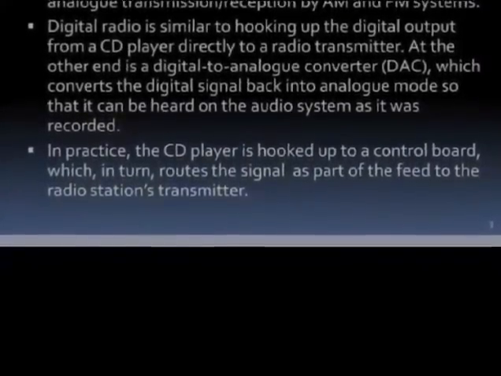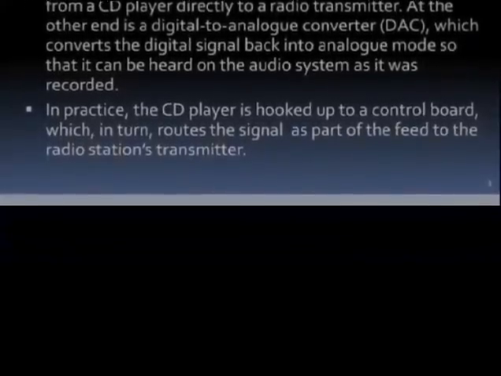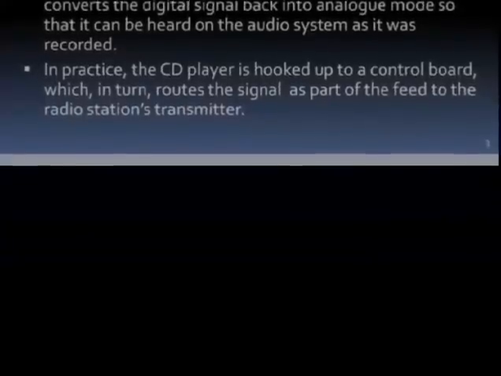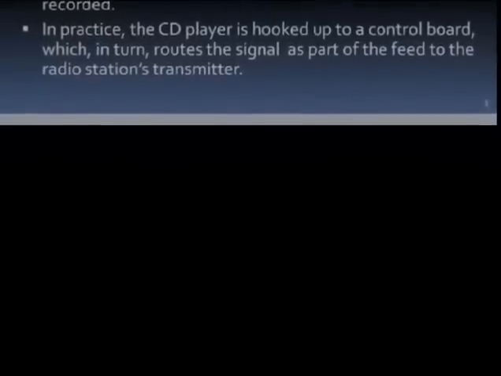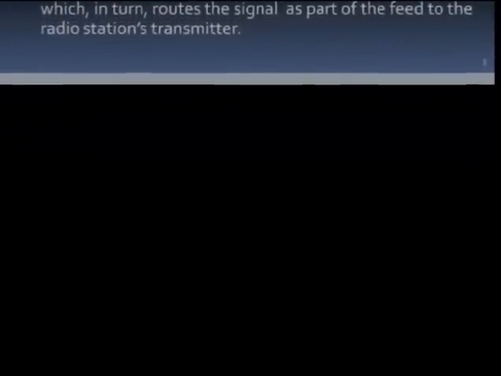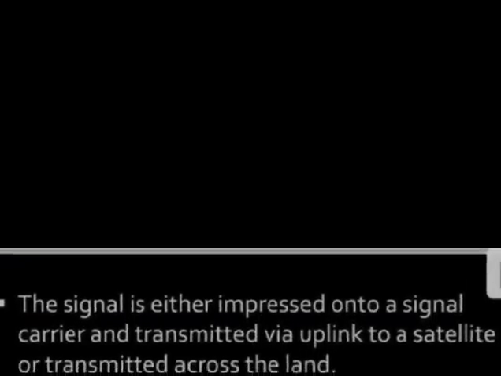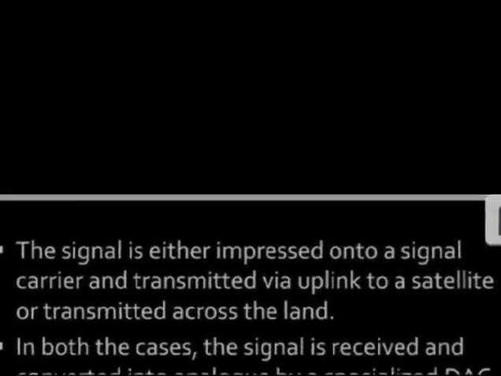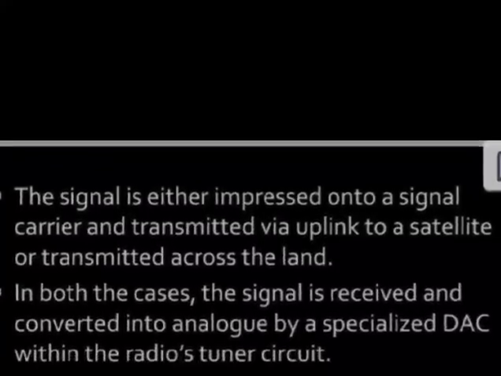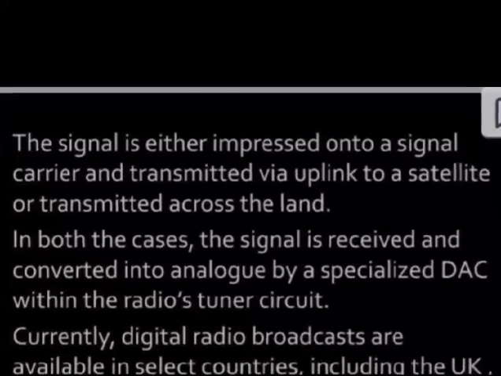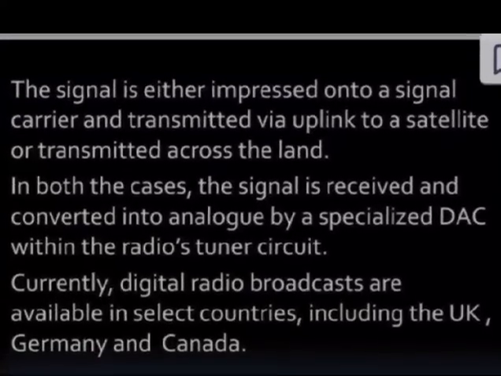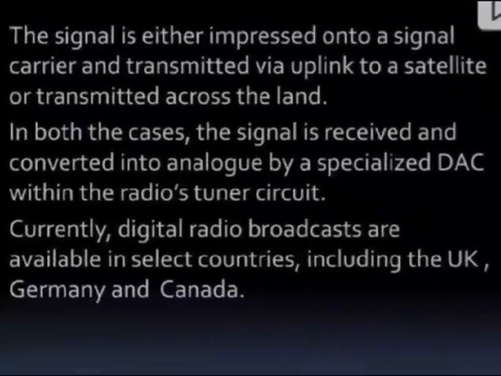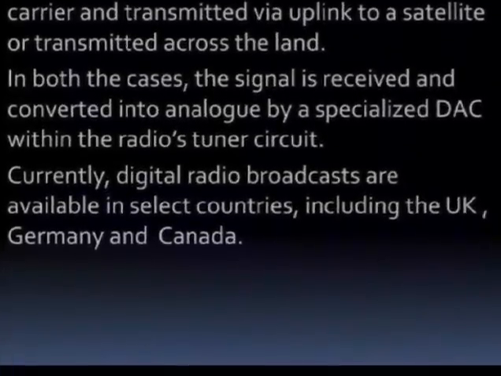In practice, the CD player is hooked up to the control board, which routes the signal as part of the feed to the radio station's transmitter. The signal is either impressed onto a carrier and transmitted via uplink to a satellite, or transmitted across the land. In both cases, the signal is received and converted into analog by a special DAC within the radio tuner circuit. Currently, digital radio broadcasts are available in selected countries, including the UK, Germany, and Canada.